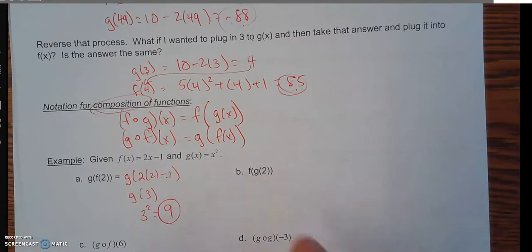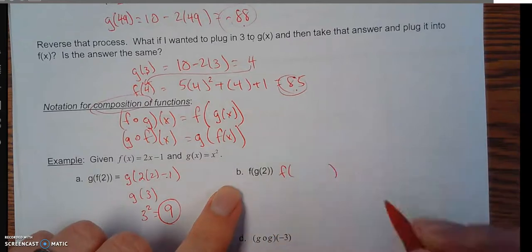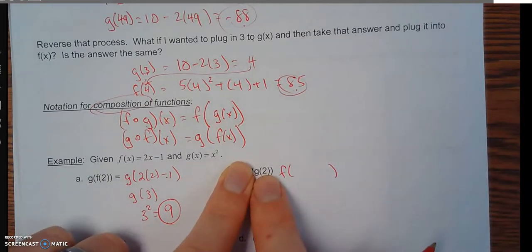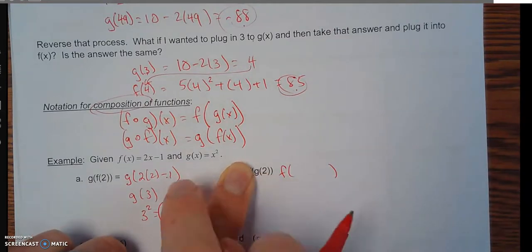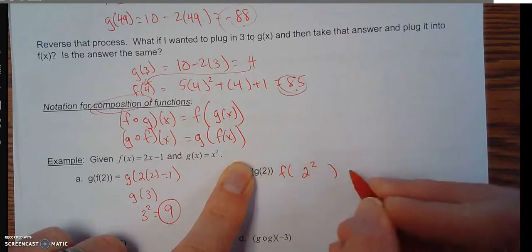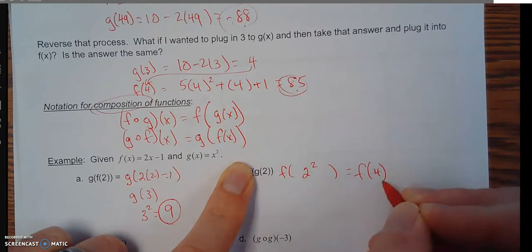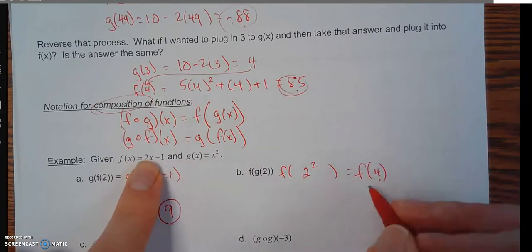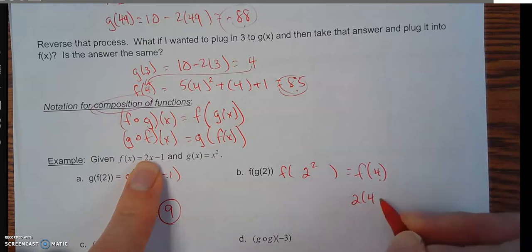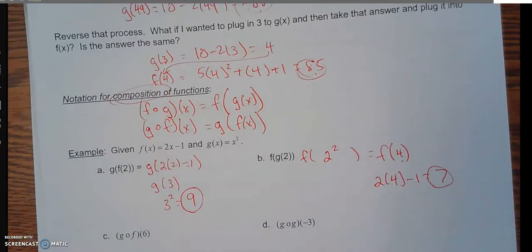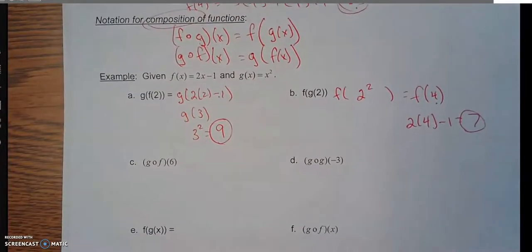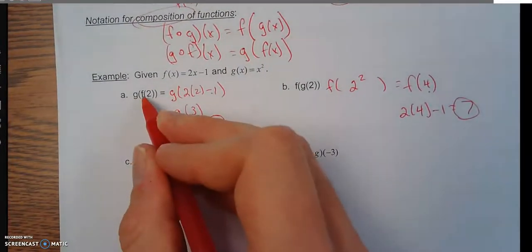For this one, I'm going to take f of whatever you get when you plug in 2 to g. Well, when I plug 2 into g, that would be 2 squared. So that'd be f of 4. What's f of 4? We plug 4 into this, so that'd be 2 times 4 minus 1, which would be 7.